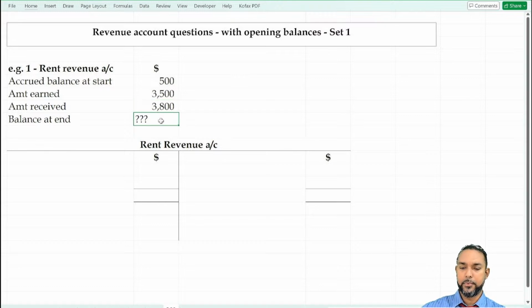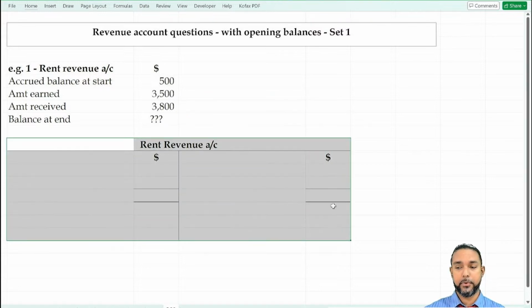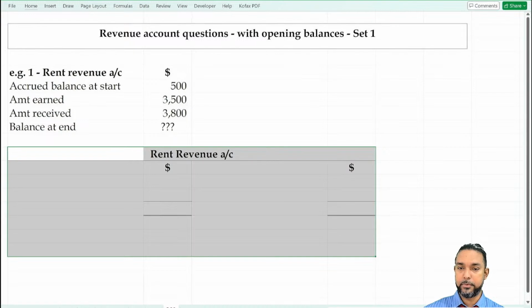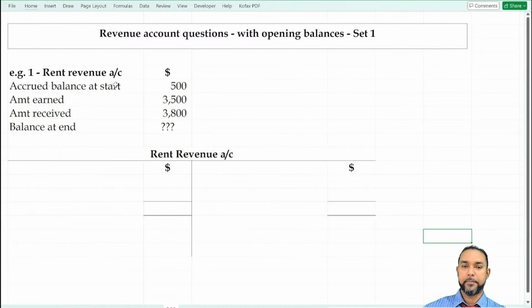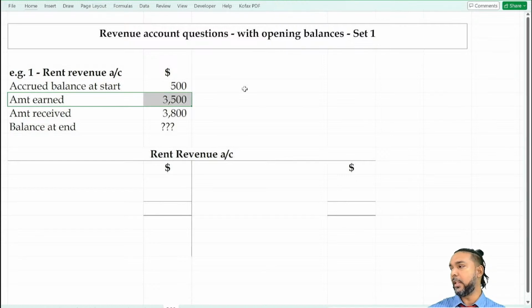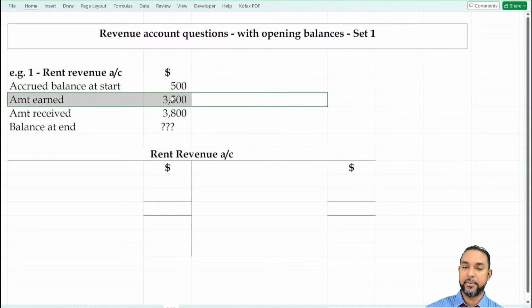Right? Now, we could work this out right here. We could talk it through, but we also have to know how to do it in a T account format. Okay? So we're going to do it both ways. All right, so check it. Focus for a second on the amount earned, right? So let's say you are the landlord, you have a room that you are renting to somebody for 3,500 for the month, okay? So this is the amount they have to pay you every month, 3,500.